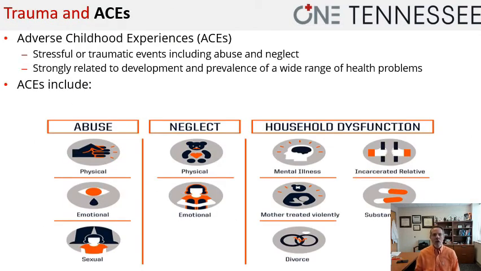So what are ACEs? Adverse childhood experiences are stressful or traumatic events, including abuse and neglect, and they're strongly related to development and prevalence of a wide range of other health problems. We've touched on some of those, and these are what the ACEs include. When you look at abuse, that can be physical, emotional, sexual. Overt neglect, that can be physical or emotional. Household dysfunction, so that can be mental illness in the house, incarcerated relatives. Just imagine a child in a home and law enforcement comes in and removes their parents. That's a traumatic event. A mother treated violently, divorce, substance abuse in the family.